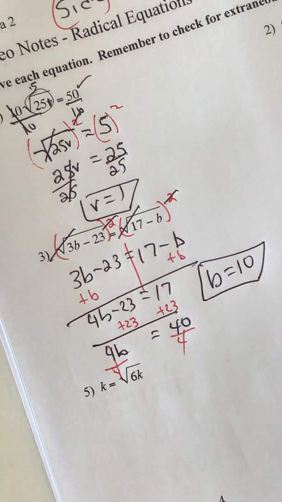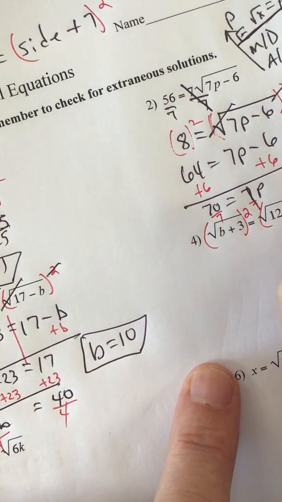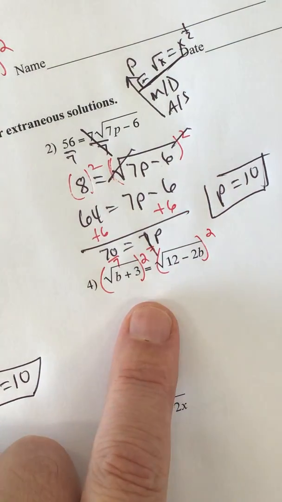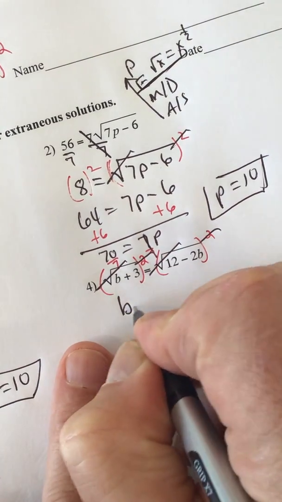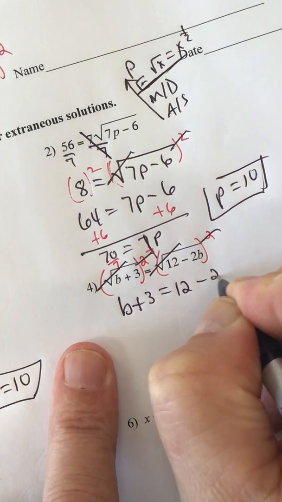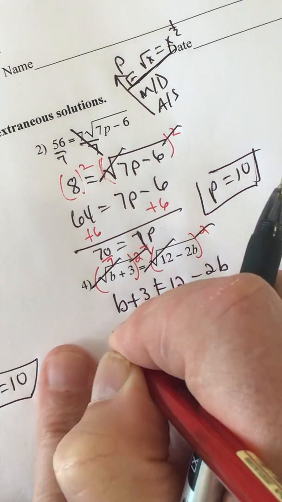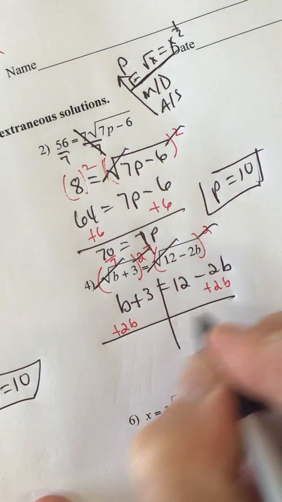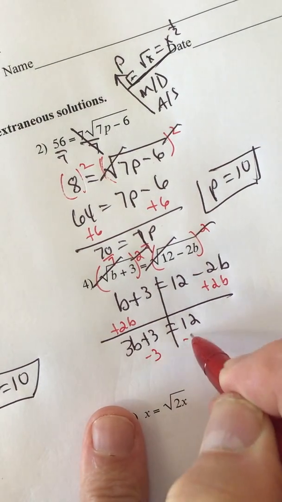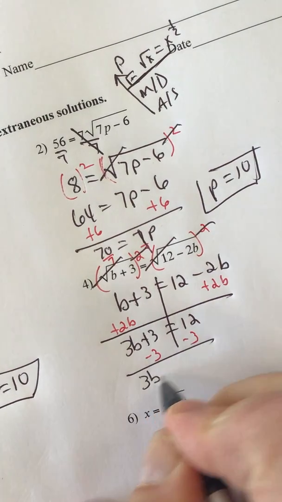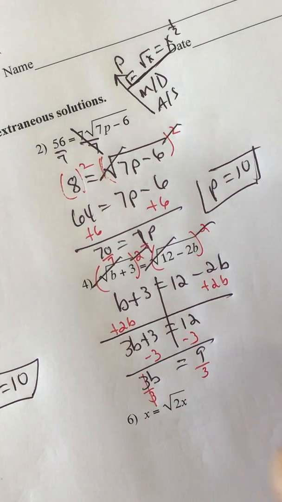Okay, so those are ready to go. Number 4 is the same thing. It's just ready to go. That side and that side are isolated already. So now we can just square them both, and the square and the square root reduce, and the square and the square root reduce. So we have b plus 3 equals 12 minus 2b, and then just do what we always do. I guess I'll add 2b to both sides. So we have 3b plus 3 equals 12. Subtract the 3. And divide off the 3. So b is 3.